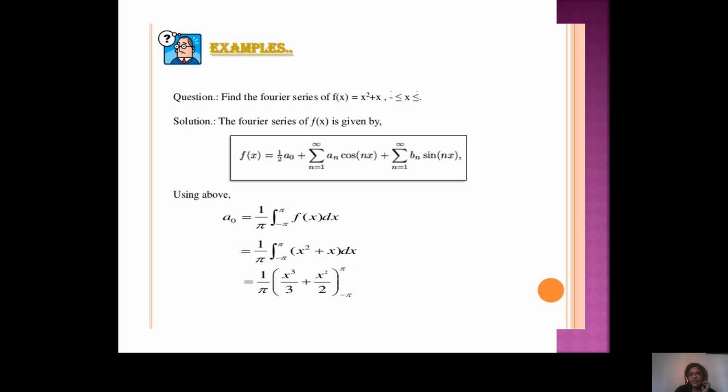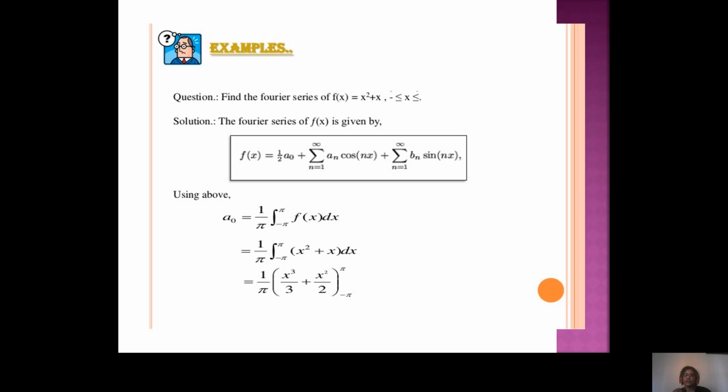So find the Fourier series of f of x is equal to x squared plus x. Solution. What is the solution? The Fourier series, generally what is the expression for Fourier series? f of x is equal to a naught plus summation of n equal to 1 to infinity a n cos nx plus summation of n equal to 1 to infinity b n sin nx.